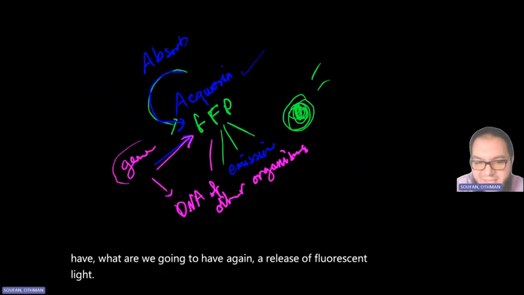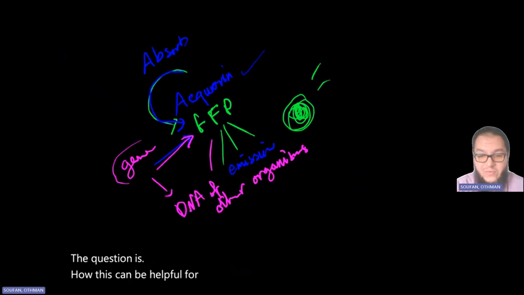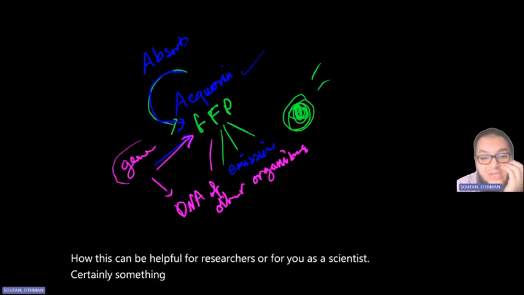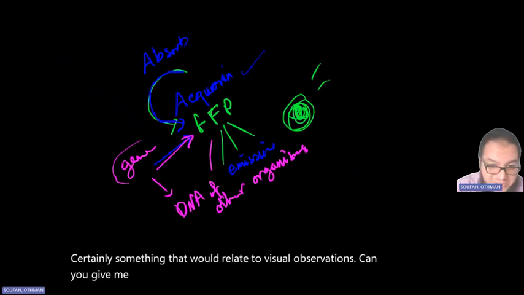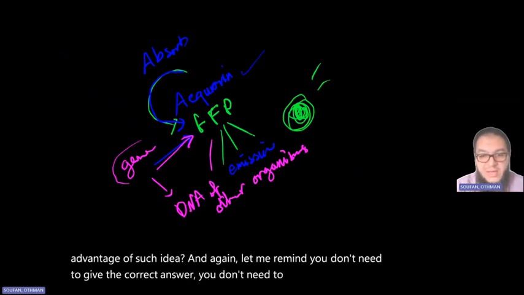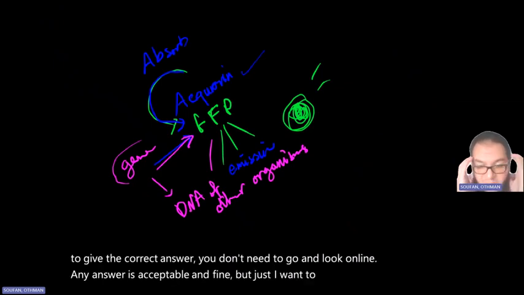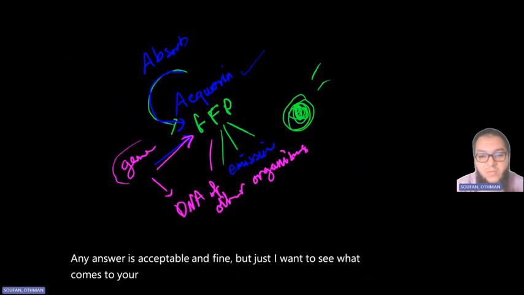The question is how this can be helpful for researchers or for you as a scientist. Certainly something that would relate to visual observations. Can you give me any application that you can think of, how we can take advantage of such an idea? And again, let me remind you, you don't need to give the correct answer. You don't need to go and look online. Any answer is acceptable and fine, but I just want to see what comes to your mind when we are discussing this.